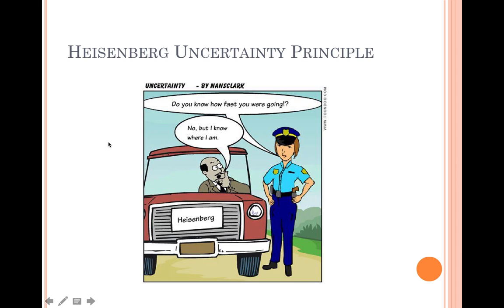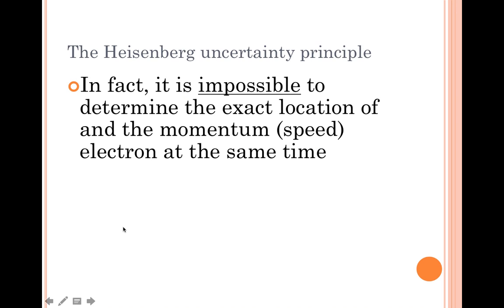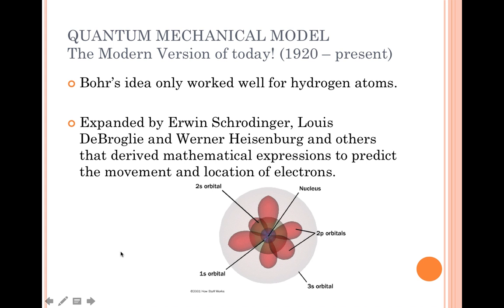This is because of a guy named Heisenberg. And you should, under quantum mechanical models, write down the Heisenberg uncertainty principle. And this is what it said. It said, it's impossible to determine the exact location and the momentum or speed of an electron at the same time. So what did that mean? That meant that these orbits don't work well. Very specific orbits, you can't really know exactly where an electron is.